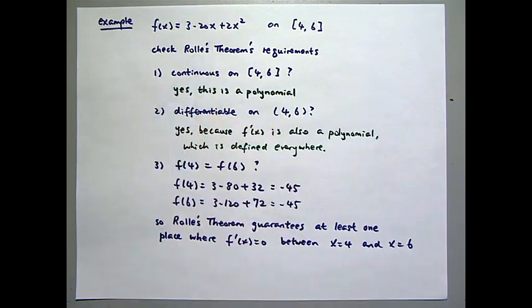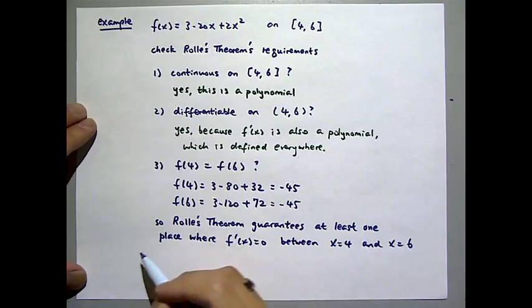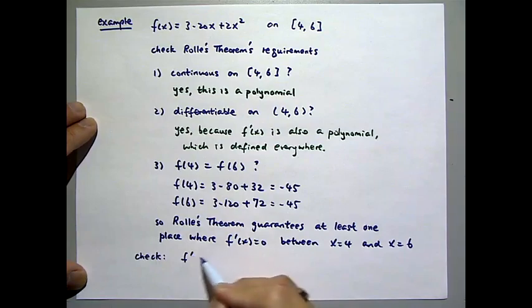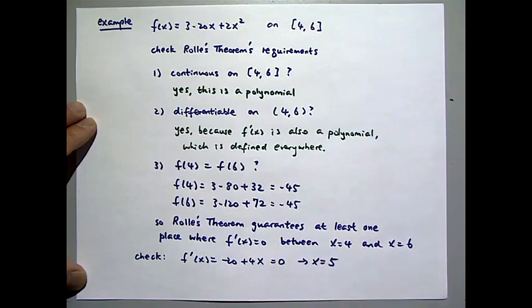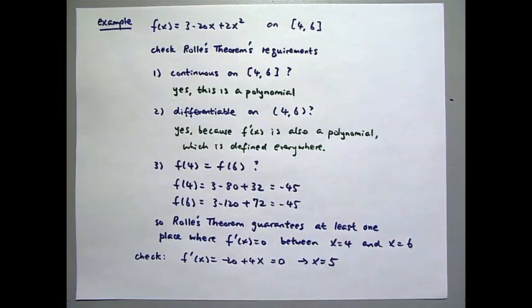For a polynomial, it's not that big a deal. We can differentiate that very easily. But for a more complicated function, maybe you don't want to do that. Okay, so let's check. If we actually go ahead and do that, the derivative is minus 20 plus 4x. Make that equal to 0, and we see that x is equal to 5. All right. So that's what we're told, that there's at least one place, and we found one at 5, somewhere between 4 and 6. Depending on the function, there could be multiple, could be more than 1, but we know there's at least 1.